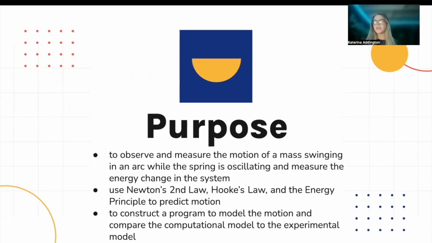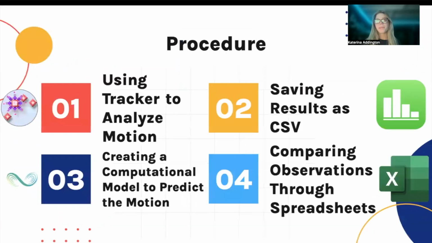This also takes into account the change in kinetic energy, the change in gravitational energy, the change in the spring's potential energy, and the change in total energy. We will construct a program to model the motion and then compare the computational model to the experimental model.